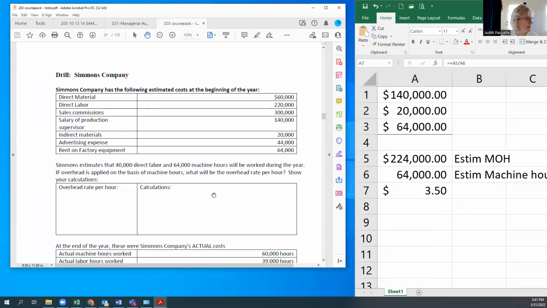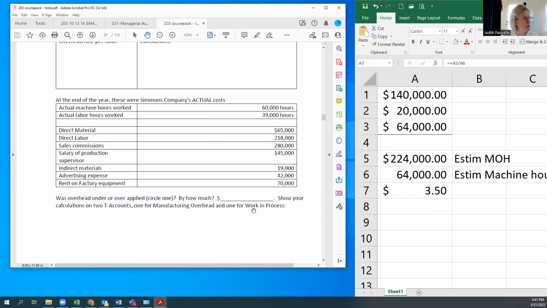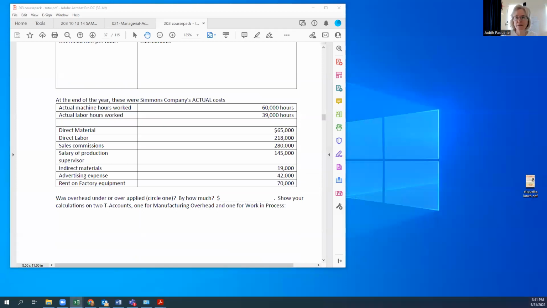Okay. And then they say, at the end of the year, this was their actual cost. Was overhead under or over applied and by how much? Okay, so let's see if you guys can do that piece. You have 2 minutes to tell me, was it over or under applied and by how much? Okay, starting now.